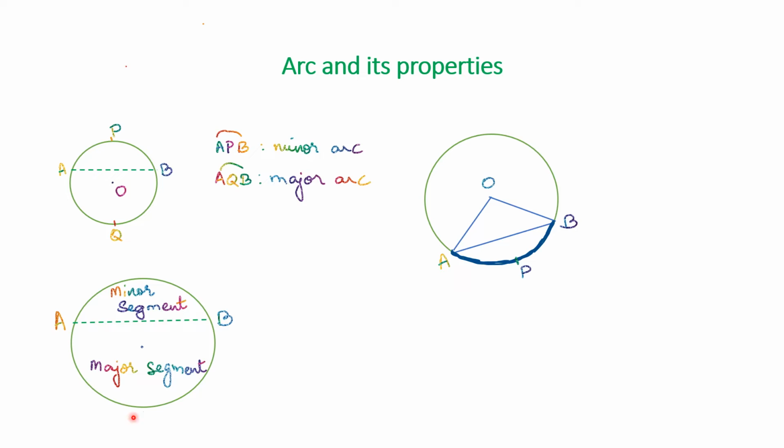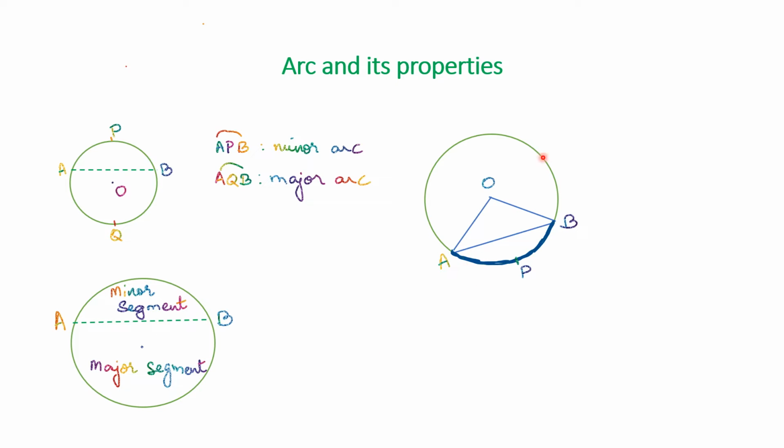Now what happens to the interior of the circle? So I have a circle with a chord AB whose endpoints are A and B. This chord AB is dividing the interior of the circle into two parts. The smaller part is called the minor segment, and the bigger area is called the major segment.